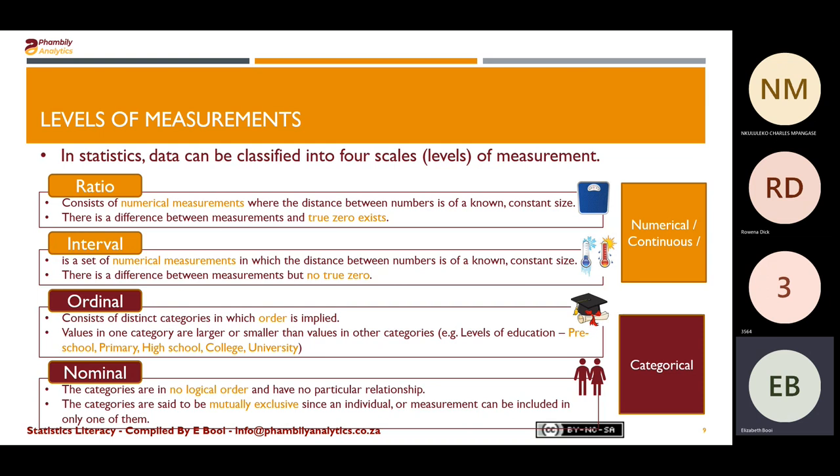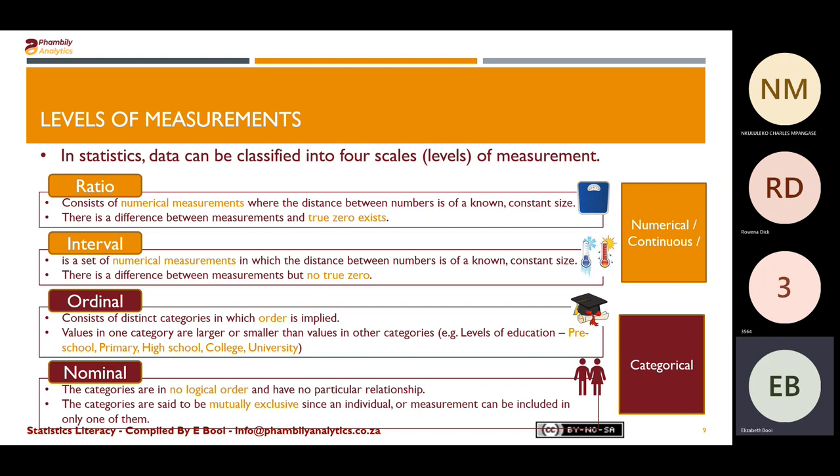Ratio and interval are both numerical or continuous variables. Now, with interval, there is no true meaning of zero. So always remember that when you see an interval value, it's a value that can also go into a negative. With ratio, there is a true meaning of zero. Therefore, when you're working with ratio levels of measurement, those will be data values that take up a value of zero and above. It goes only from zero to positive, because zero has meaning. Zero means it doesn't exist.